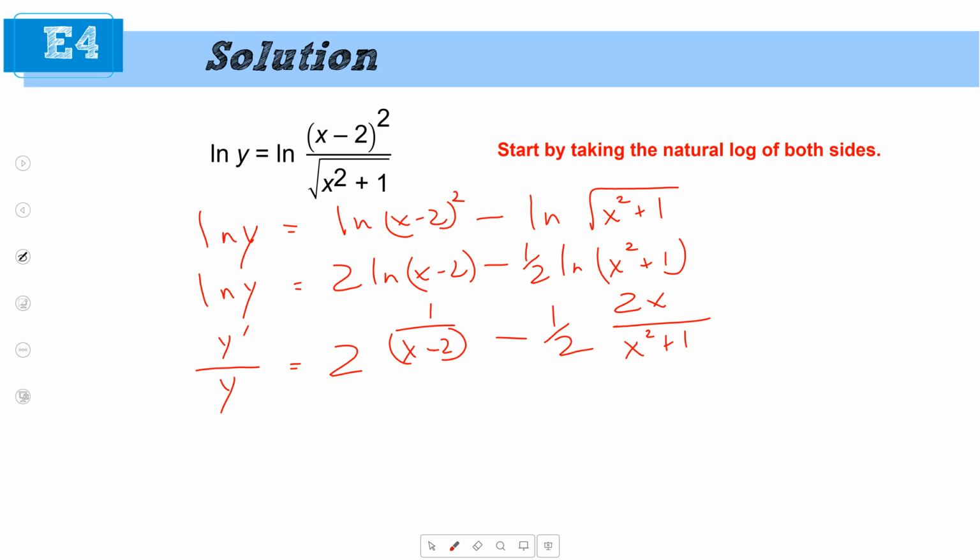Now, the easy part is cleaning things up. I can cancel that 1/2 with the 2. And so I get y prime over y is equal to 2 over x minus 2 minus x over x squared plus 1. Okay, not done yet. Why am I not done yet? Solve for y prime, so I have to move y to the other side. However, what's y equal to?